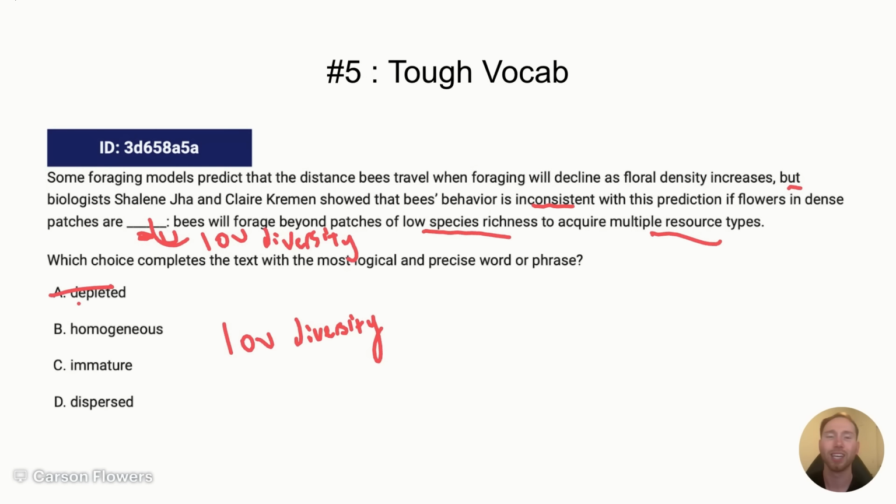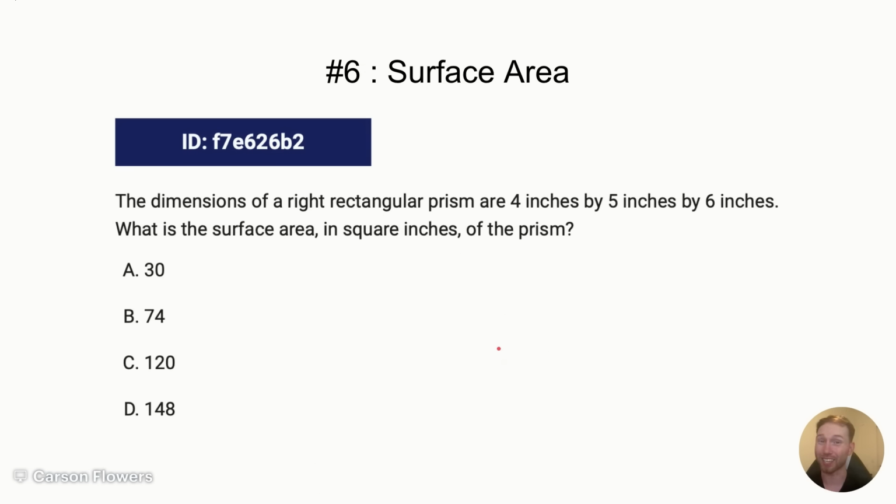C, immature. Nothing in the passage states whether these flowers are immature or not fully developed. In this case, it has much more to do with low diversity or low species richness, so my prediction doesn't match C. D actually goes against the claim, saying, well, aren't these flowers in dense patches but also dispersed? Doesn't make a lot of sense because they mean opposite things, so it can't be D either. So it must be B, homogeneous, which also means of low diversity or being the same species. So it actually matches my prediction quite well, so B is going to be the correct answer for this question.